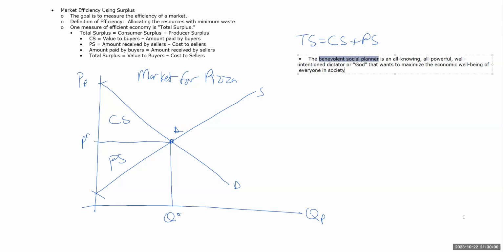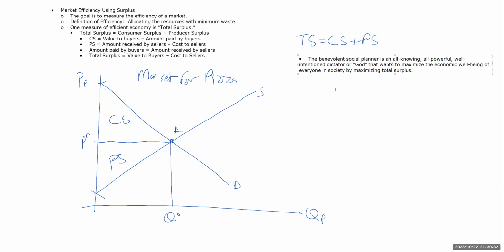What is a benevolent social planner? It's an all-knowing, all-powerful, well-intended dictator or god that wants to maximize the economic well-being of the society. And how do they do that? By maximizing total surplus.